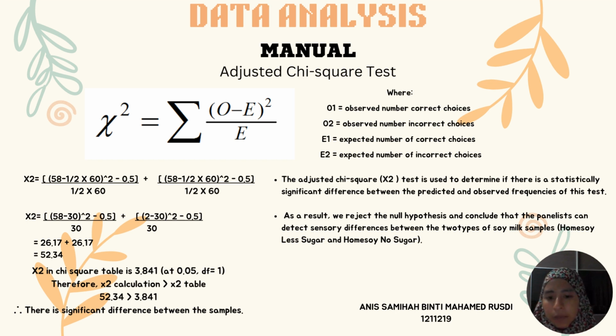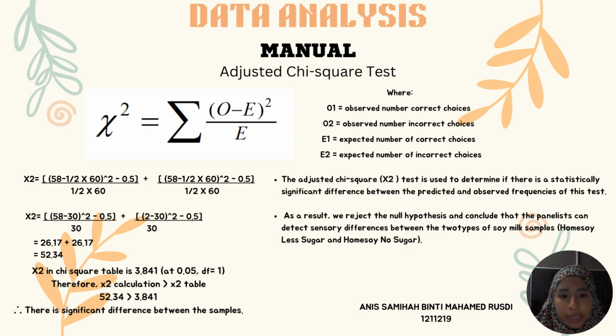X squared in the chi-square table is 3.841 at 0.05, df equals 1. Therefore, the X squared calculation is greater than the X squared table, which is 52.34 greater than 3.841. There is a significant difference between the samples.